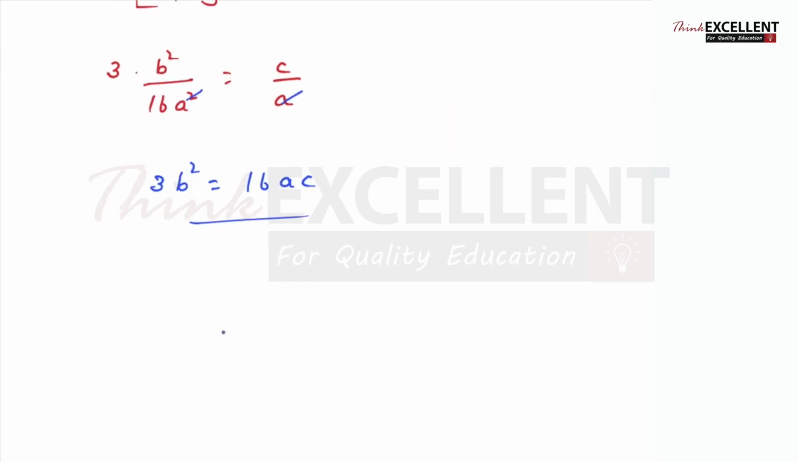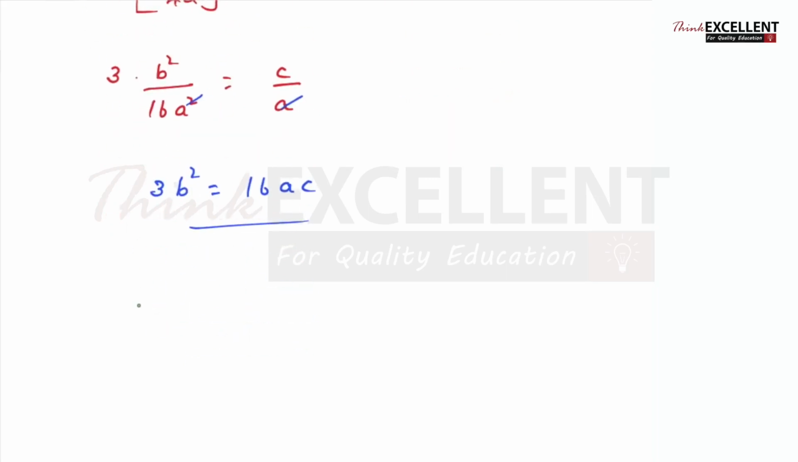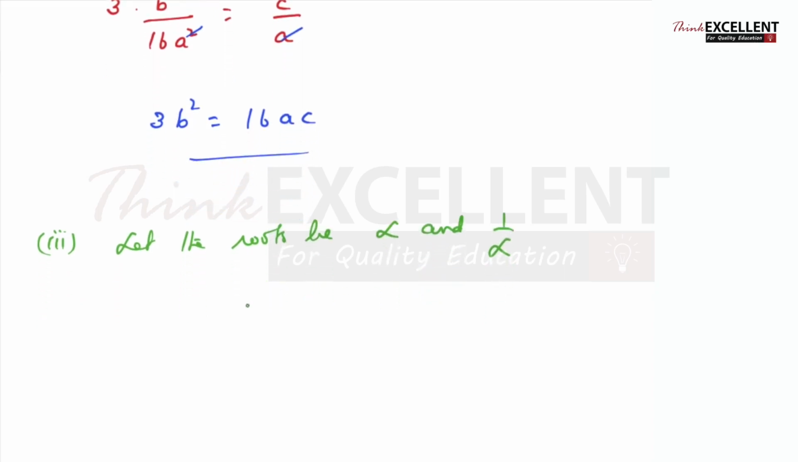And the third subdivision, there is one more subdivision, one root is the reciprocal of another, right? So in this case, let the roots be alpha and 1 by alpha. Here we take sum or product. If we take the product, alpha and alpha get cancelled, right? So we take product first.